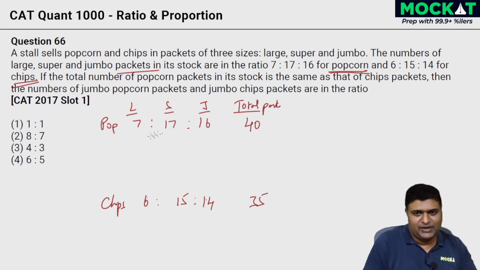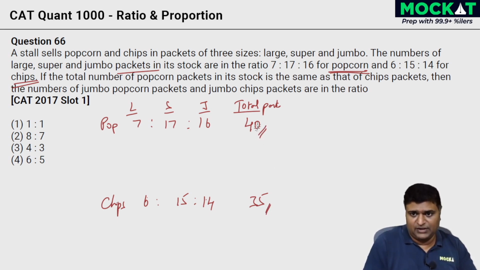But when it comes to ratios, I don't want to use variables like 7x, 17x, 16x, 40x and 35y and equate the two, and find the ratio of x and y. It's a painful affair. You need to understand this. All you need to do over here is you can always multiply and make them bigger, scale them up, to a term which is going to make it equal. I know that the total packets are equal for both.